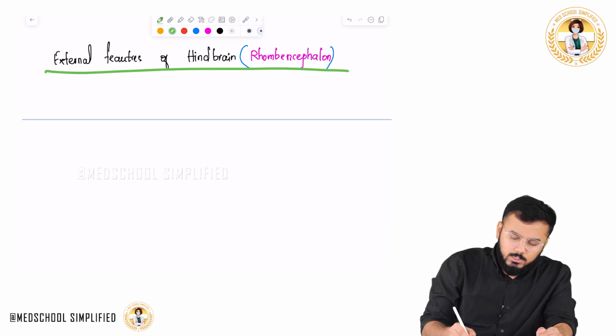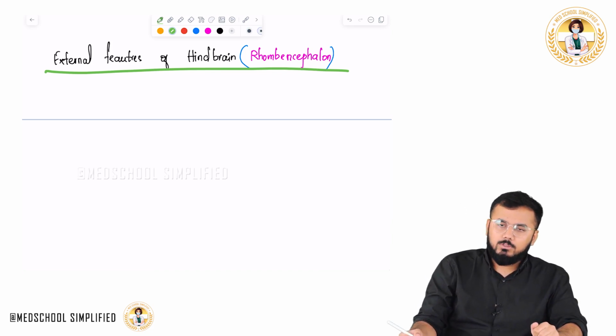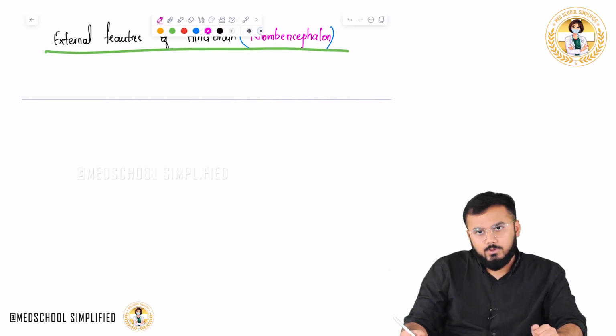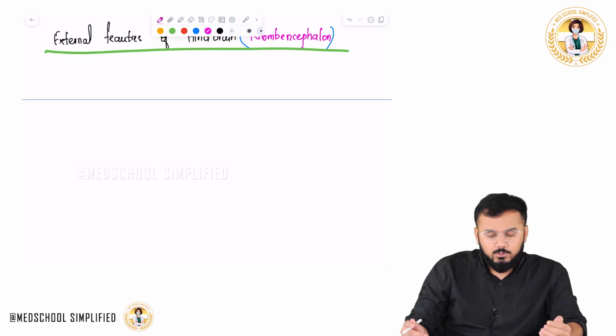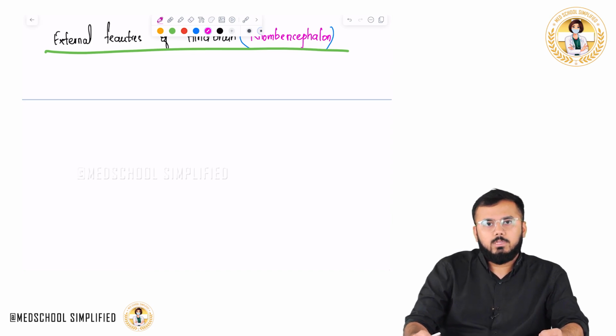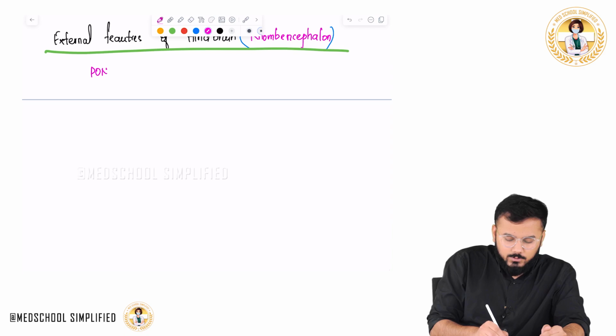Regarding these external features of the hindbrain, you have got three important parts. What are those three important parts? The first important part which we shall be discussing will be the pons. We shall discuss the external features of the pons, and then we'll go on to the next topic, that is medulla oblongata.